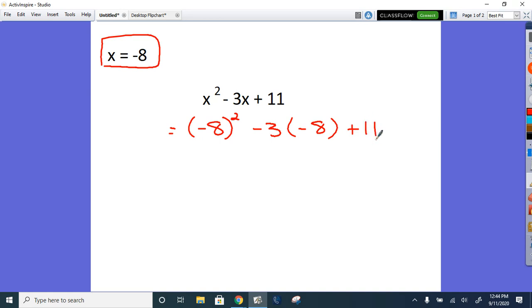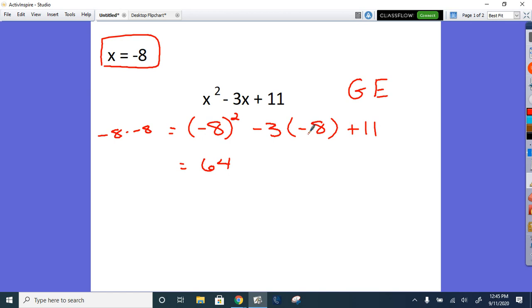Okay? And then I just follow my order of operations. So I go to my grouping symbols first. I have nothing to complete within my grouping symbols. I then look to my exponents. I have one set of exponents, -8 to the second power. That is actually -8 times -8, which ends up becoming 64.